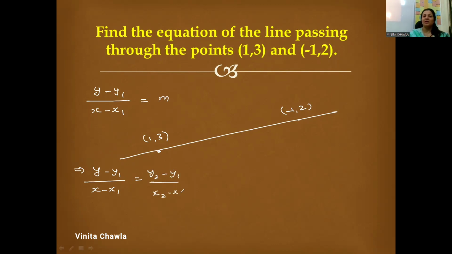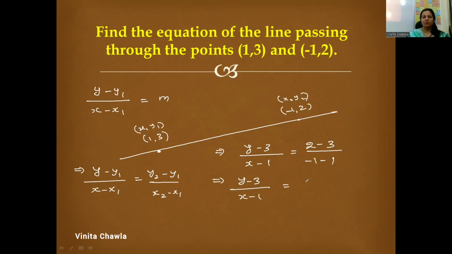We will not use tan theta because the angle is not given. Two coordinates are given, accordingly we'll use this. So let's consider this as x1 y1 and this is x2 y2. Now put the values. This implies y minus 3 divided by x minus 1 is equal to 2 minus 3 upon minus 1 minus 1, which is minus 1 divided by minus 2.